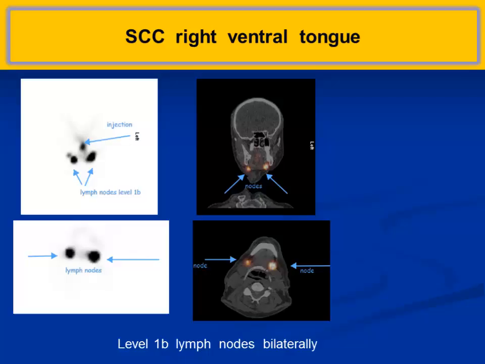As I said before, if you inject at the floor of the mouth or at the base of the tongue, it's going to drain bilaterally. So bilaterally, these are level 1B nodes. And especially if your activity is too much, if it's too hot, then you're going to miss these nodes. So you will go only to the level 2 nodes. Therefore, with the SPECT CT, you can get accurate mapping of the nodes close to the injection site.